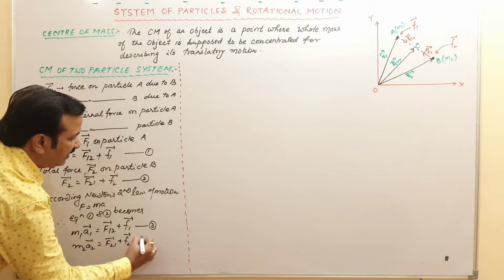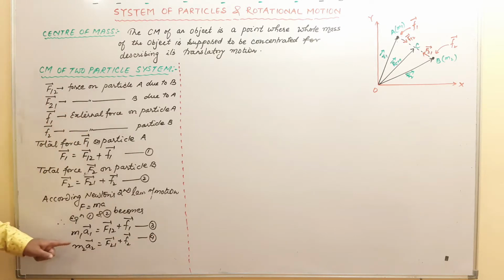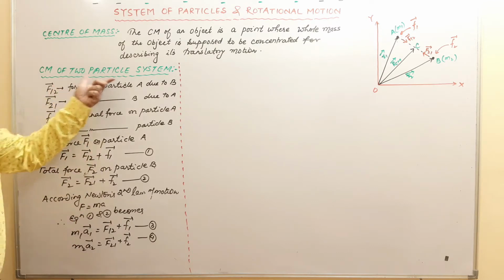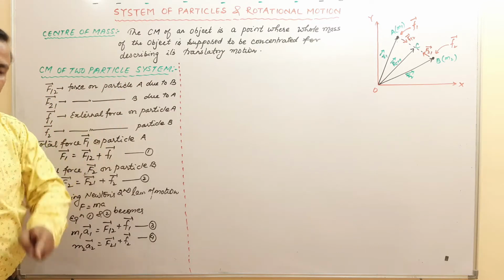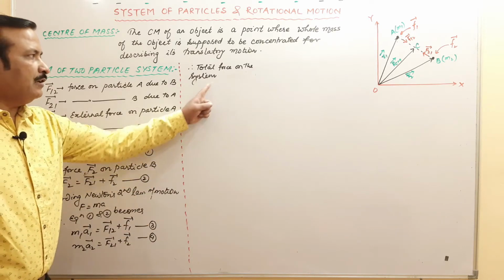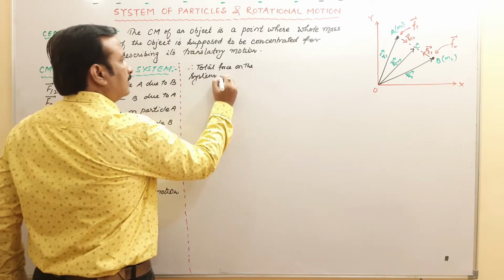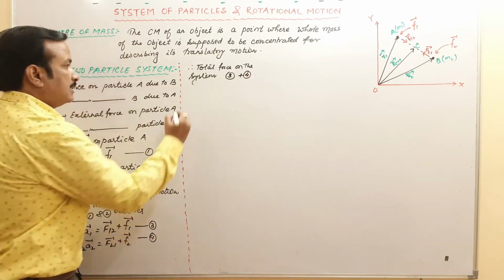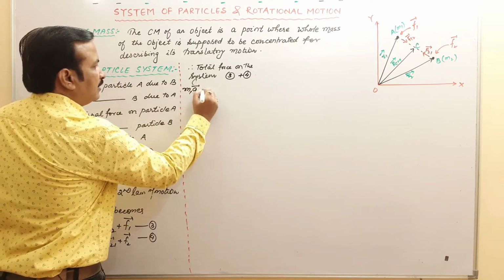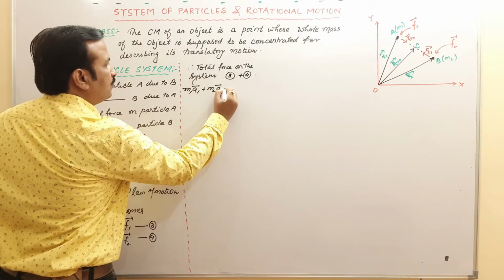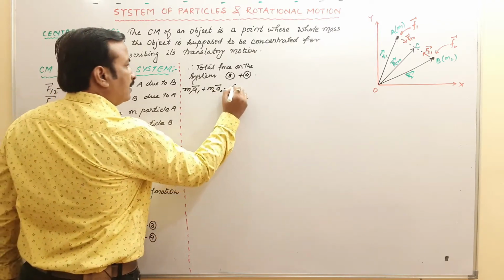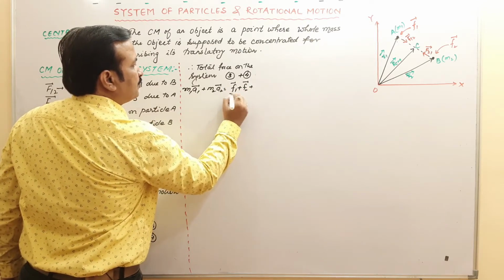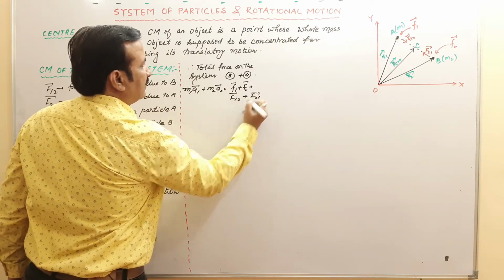This is equation 3, this is equation 4. We have taken particles separately, but we are talking about the system of particles, the system made up of two particles. So total force on the system, we will be adding equations 3 and 4. So m1 a1 plus m2 a2 will give you f1 plus f2 plus f12 plus f21.